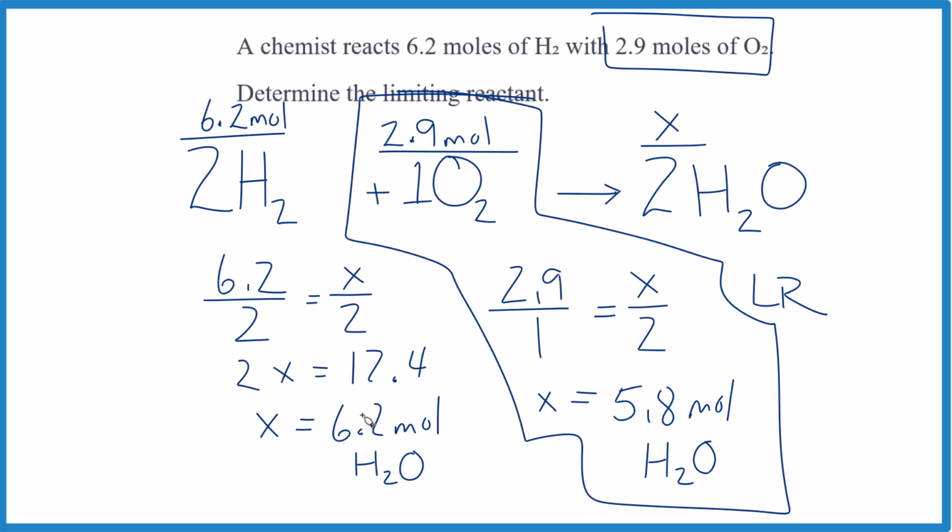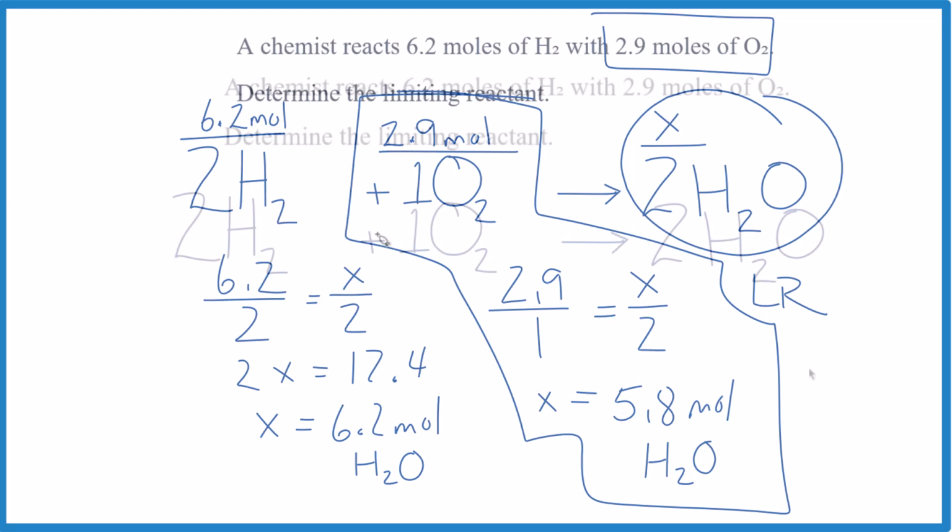You might be tempted to say 6.2 minus 5.8. That'll tell us the excess. But it doesn't work. Don't fall for it. That's because this is H2O. This is the product water. We're not interested in how much water is produced. We want to know, we start with 6.2 moles of H2. How much is going to be left over? Because we know this is in excess.